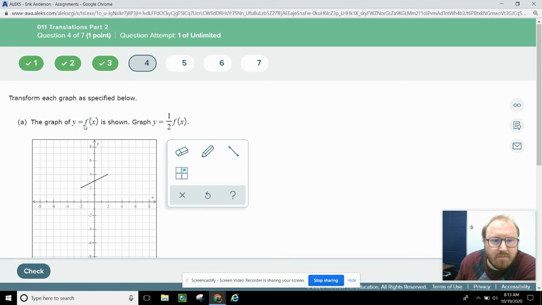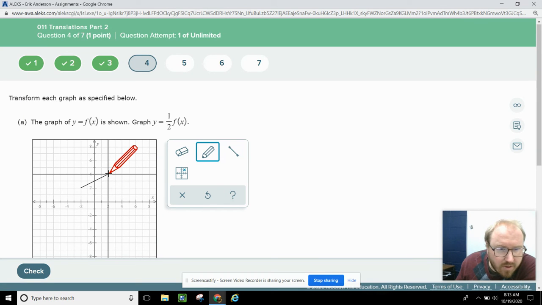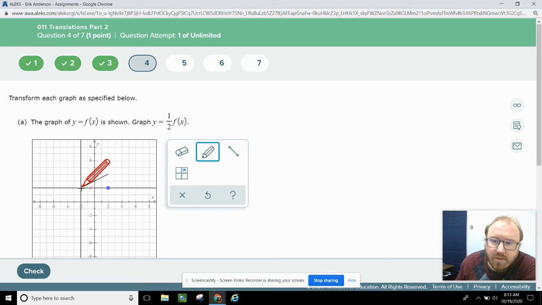The graph of y equals f of x is shown, graph 1/2 f of x. So this is on the outside, so it's going to be a vertical shrink. So the y value is going to be cut in half. This first y value is 4. So if you cut it in half, 1/2 times 4 is 2. And this y value is 2. So if we cut that in half, 1/2 times 2 is 1. Since it's a line, we should just be able to go from here to here, and all those will work out.